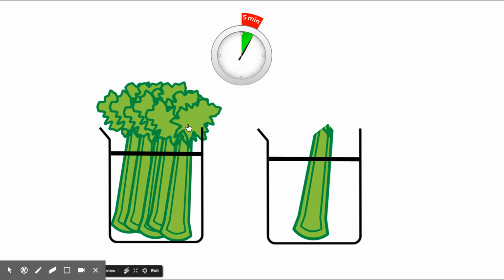Every 5 minutes, you're going to remove one of the celery stalks with the leaves, and using a ruler and a scalpel, you're going to measure 0.5 centimetre increments up the celery stalk until you no longer see the dye. Then you'll record the distance that the dye travels, in centimetres, in your table every 5 minutes until we've gone through all of the celery stalks. When you get to the last celery stalk, you'll also do the same with the celery stalk that has no leaves, and you'll see what the impact is of having no leaves on transpiration in xylem.